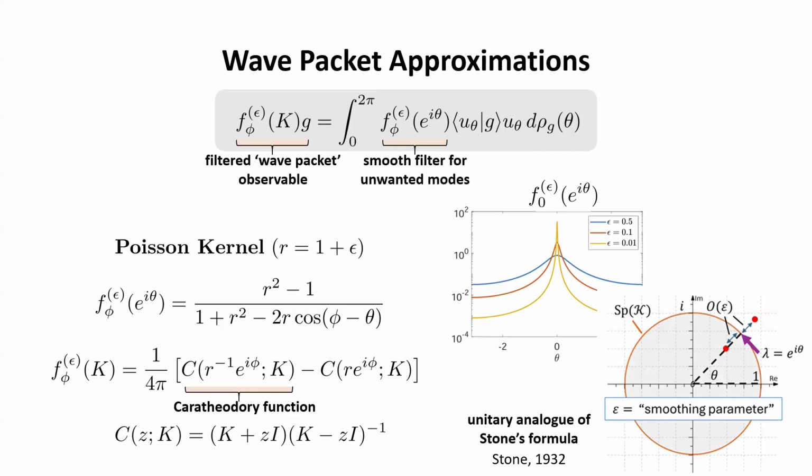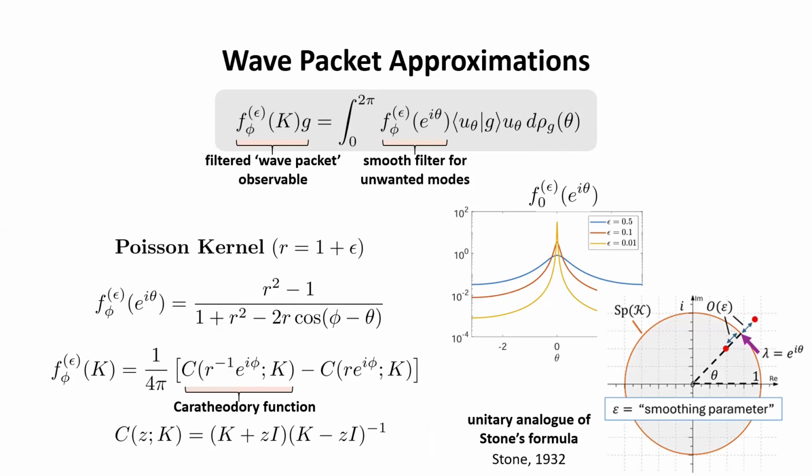Okay, on the left-hand side, we have our filtered operator. How are we actually going to compute that? So you can express the Poisson filtered operator as the jump in a special function called the Carathéodory function, which you can think of as a proxy for the resolvent, really. And the picture here is really over here on the unit circle.